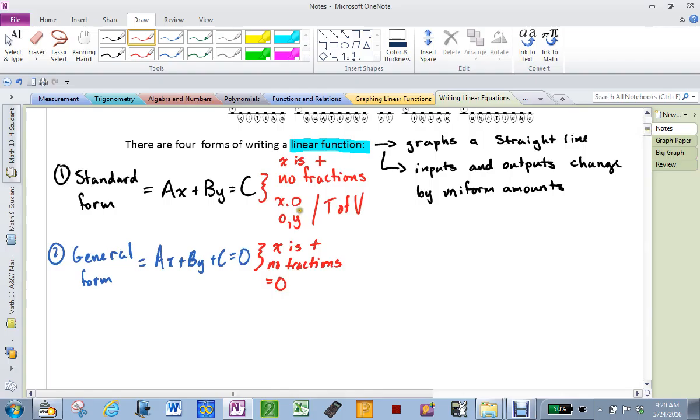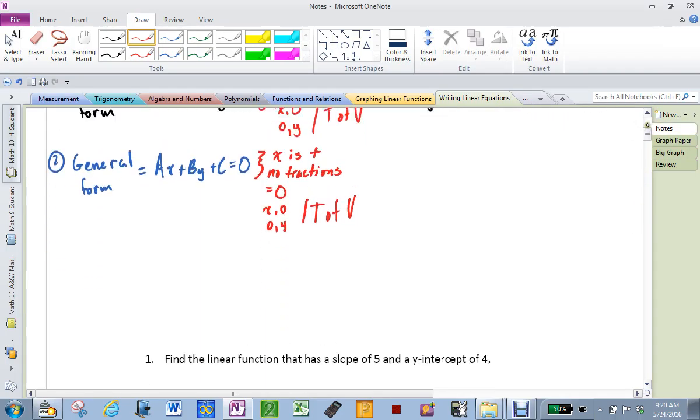How would I graph it? Same thing. x0, 0y, or a T of V. Cool? Third form. Slope-intercept. What's that look like?